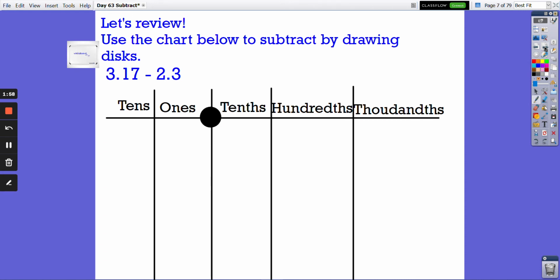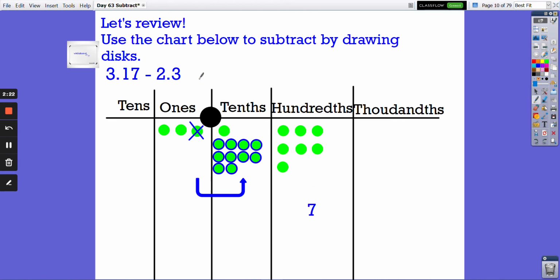Okay, so let's review a little bit. Use the chart below to subtract by drawing discs. We did this the other day. 3 17 hundredths minus 2 3/10. Well, here's my 3 1/10 and 7 hundredths, and we're going to subtract 2 3/10 just by crossing them off. We had no hundredths to subtract.